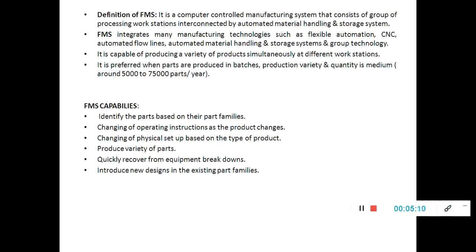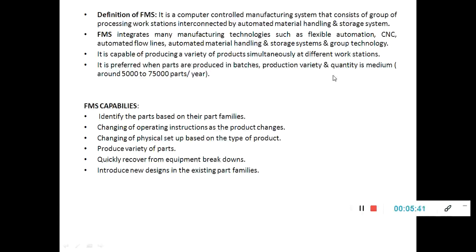So how are we going to define the FMS? FMS is nothing but a group of processing workstations, and these processing workstations are interconnected with the material handling system and storage system. The best examples of these types of technologies are flexible automation, CNC automated flow line, automated material handling and storage system, and group technology. It is capable of producing a variety of products simultaneously at the different workstations.